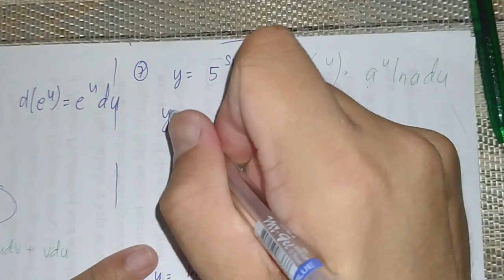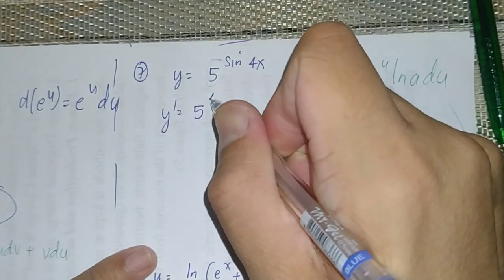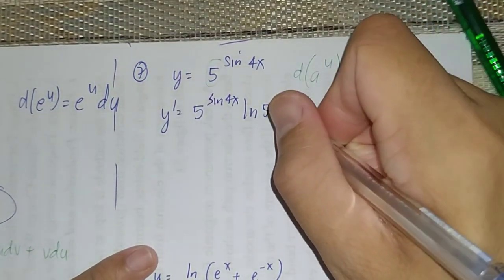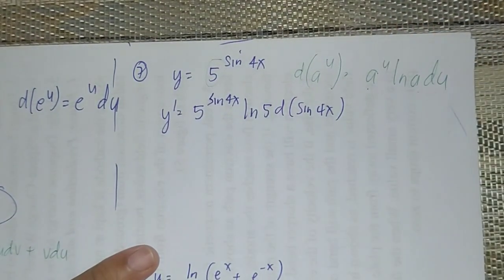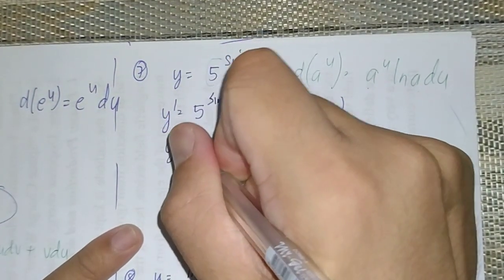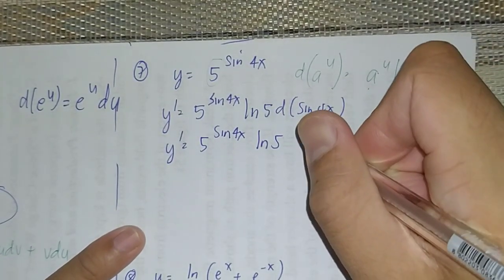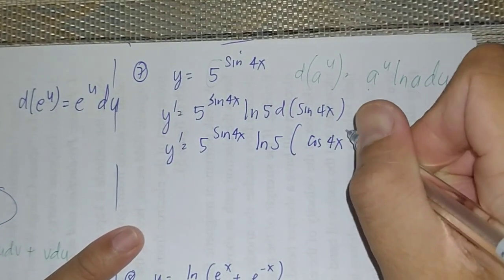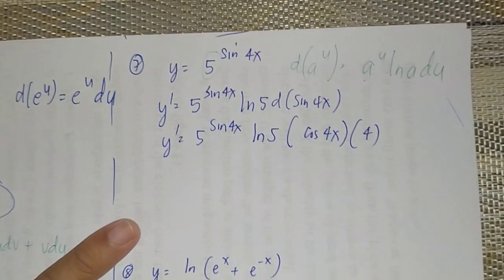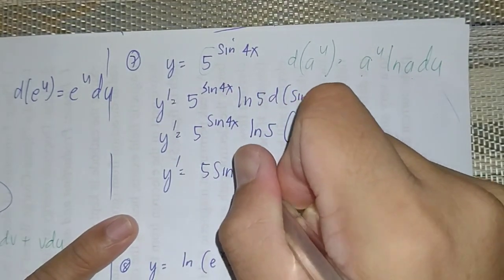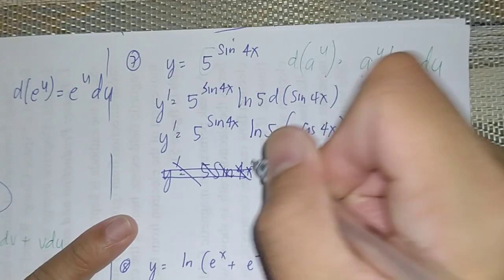So applying that formula, that's a to the u ln of a times the derivative of u, which is derivative of sine 4x. And derivative of sine 4x is cosine 4x times the derivative of 4x, which is 4. So y prime here is 5 sine 4x ln 5. Derivative of sine is cosine 4x multiplied by the derivative of 4x, which is 4. So y prime here is 5 sine 4, it's exponent.